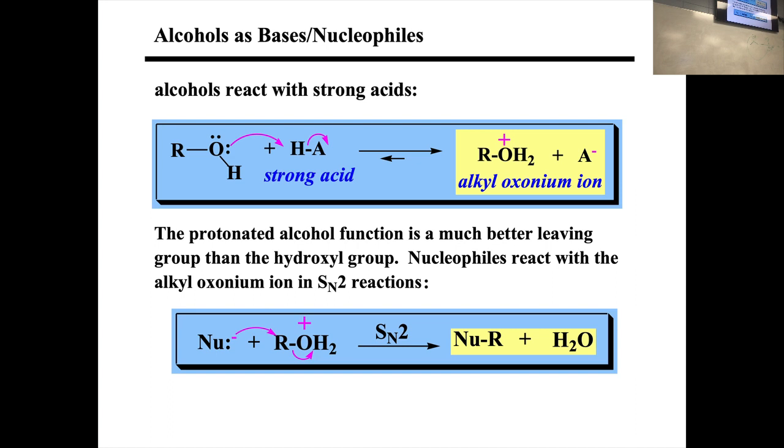Let's see, Br minus. Remember, as you go down a family, so fluorine, chlorine, bromine, and iodine, as you go down a family, the nucleophilicity of the atom increases. Bromide is a good nucleophile. Water is a good leaving group.